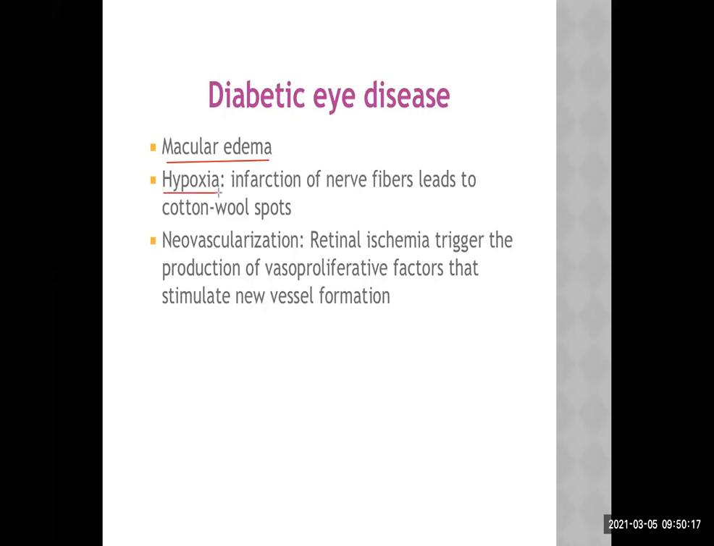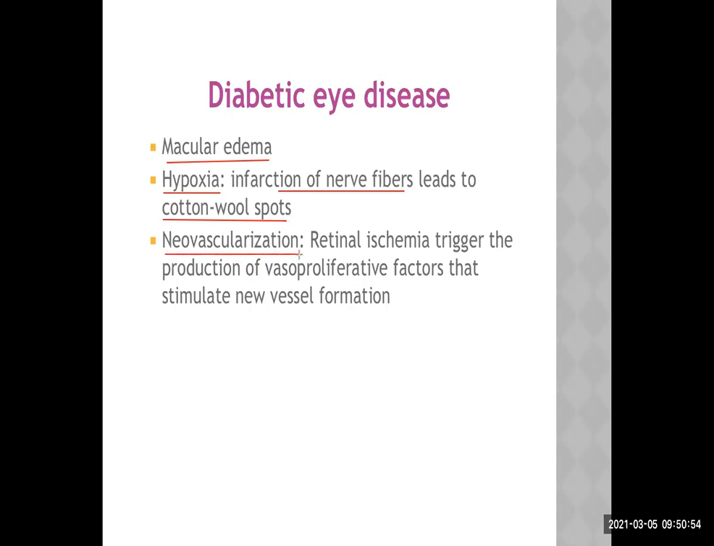Another is hypoxia as a result of ischemia. So there is infarction of the nerve fiber inside the retina and it looks like a cotton wool spot. This is an important term in case of diabetic retinopathy. If they ask you what is the mechanism for cotton wool spot, you can answer because of the infarction of the nerve fiber in the retina. And after that, there is no circulation in the axoplasm. So that area looks like a cotton wool spot.